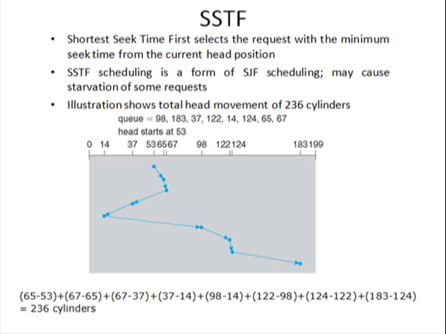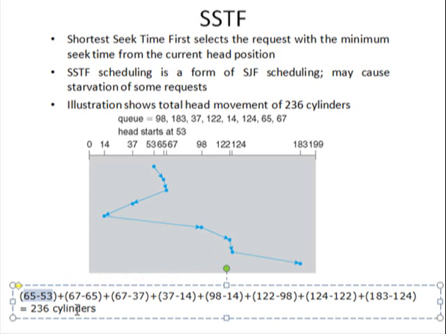The head starts at 53. The head movement for the first case is from 53 to 65, so the head movement is 65 minus 53. Next it will move from 65 to 67, so the head movement is 67 minus 65. Then it will move to 37, so this head movement is calculated by 67 minus 37, sorry.